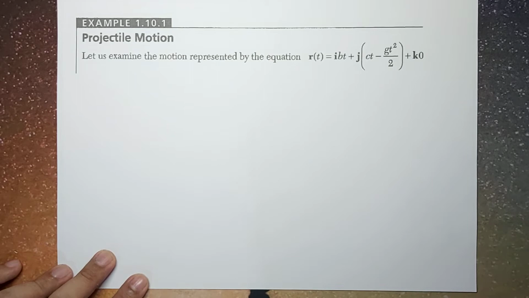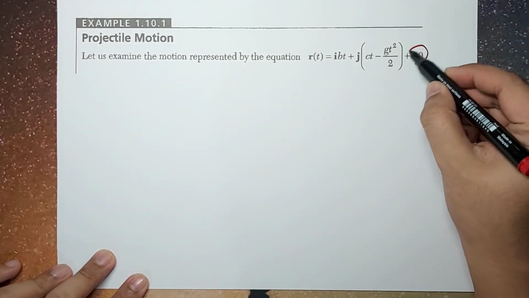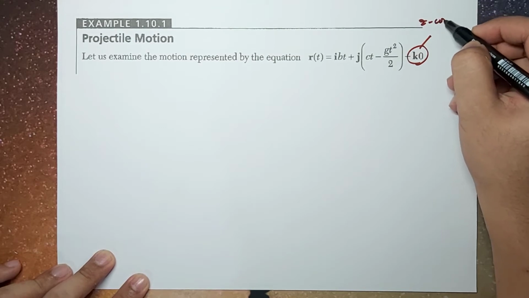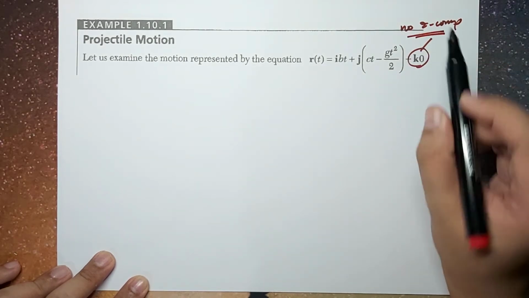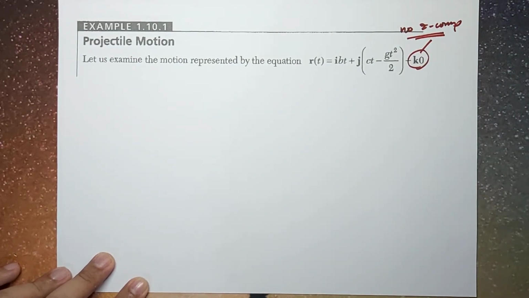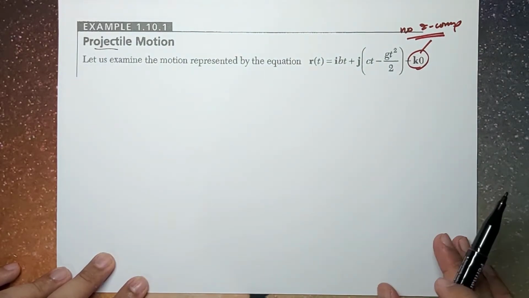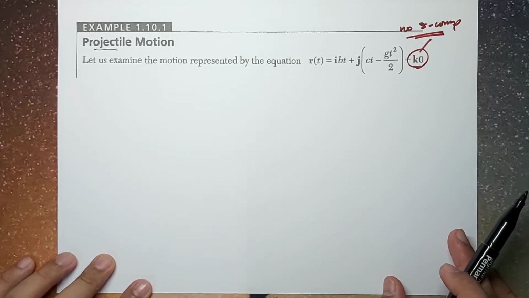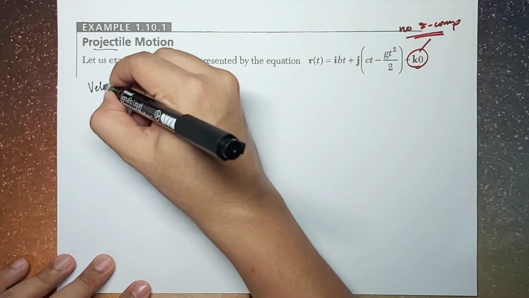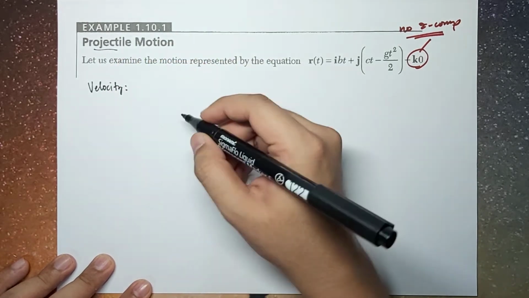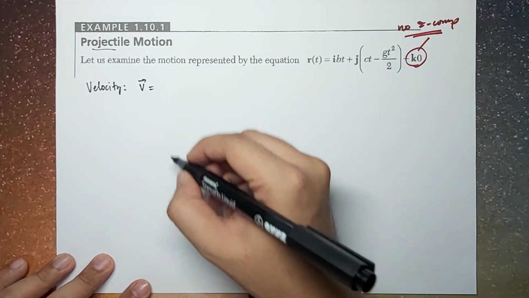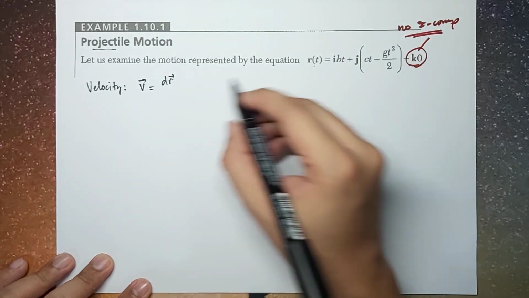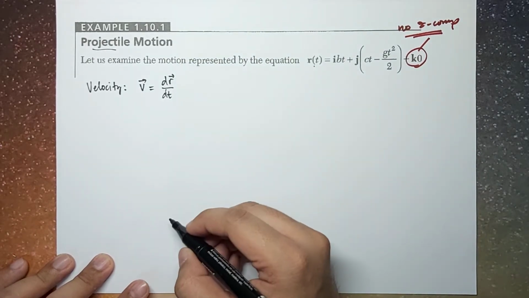So you notice here that the z component is missing. That means there is no z component in this motion, which means this represents the motion of this projectile in the xy plane. From here we can now calculate the velocity of the particle. The velocity will be the derivative of the position r with respect to time.